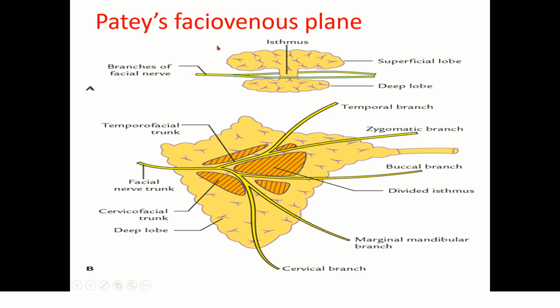So here you can see Patey's faciovenous plane or neurovenous plane, where the facial nerve divides the parotid gland into a superficial lobe and a deep lobe connected by an isthmus. So this plane will help us to excise any kind of superficial tumors of the parotid gland easily without damaging the facial nerve and the deeper structures. So you can see this is the temporofacial trunk and this is the cervicofacial trunk.